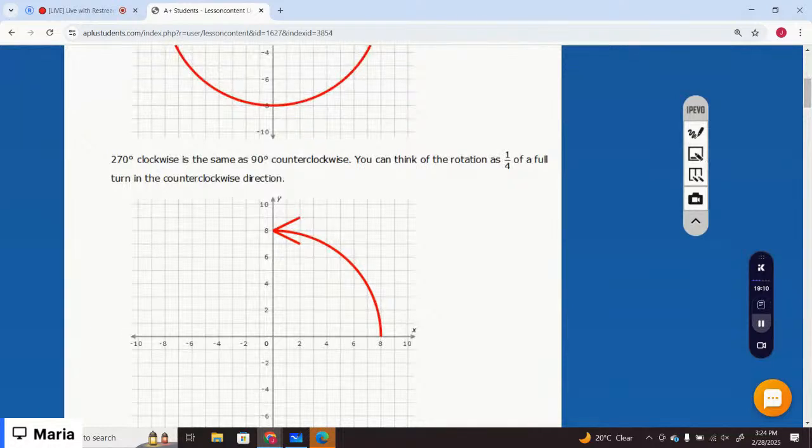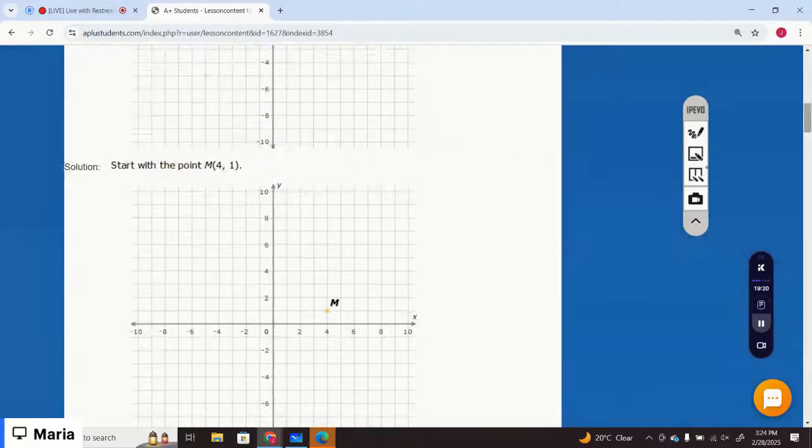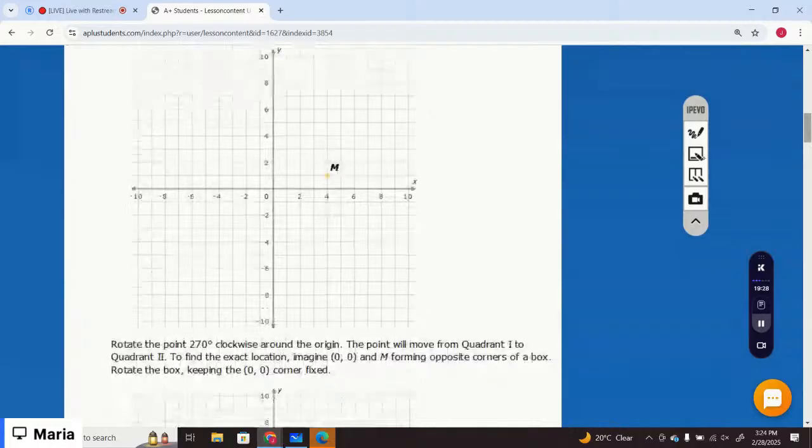270 degree clockwise is the same as 90 degree counterclockwise. So you can think of a rotation as 1/4 of a full turn in the counterclockwise direction, right? Either you rotate 270 degrees clockwise, or you rotate 90 degrees counterclockwise. That is exactly the same. Start with the point M (4, 1).